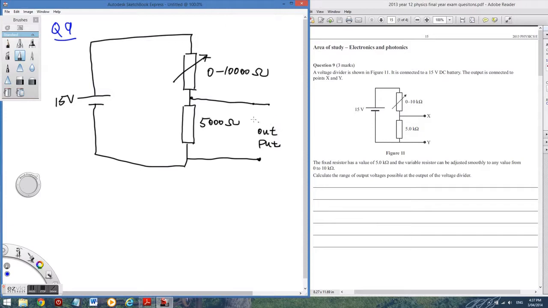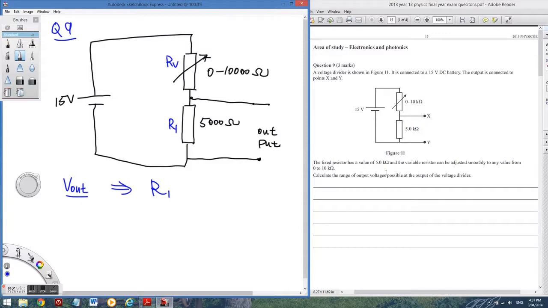The output voltage is basically the voltage across the 5000 ohm resistor. Okay? So your V out is related to, say I name this R1. Okay? I name this R1. I name this RV, okay, variable resistor. Okay?